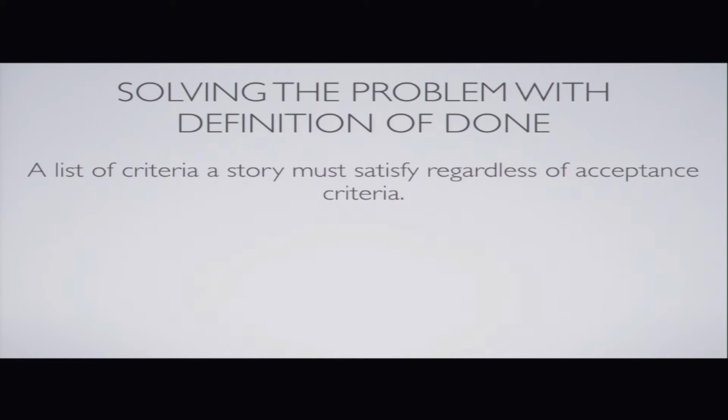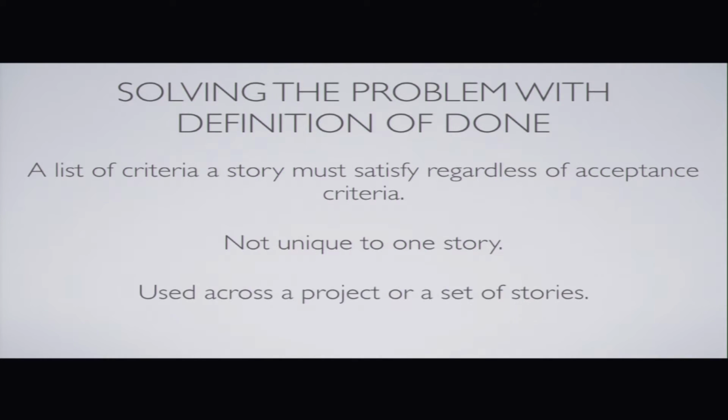So we solved this problem by having these definitions of done in Drupal. A definition of done is a list of criteria that every one of these stories is going to meet in order for it to be done. We're not actually going to define these on stories, though. We're going to define them on big parts of Drupal. A definition of done is not unique to one story, so it's something that's going to be spread across the entire project. Touched on that a little earlier. I'm going out of order. And it's used across a project or a set of stories.